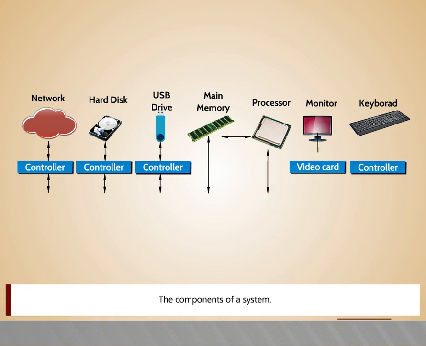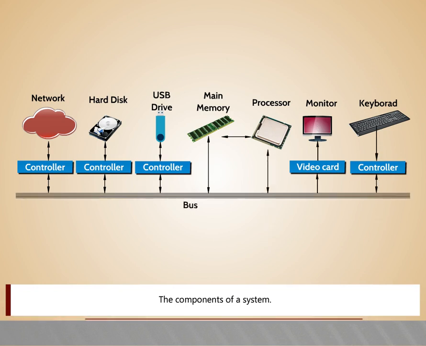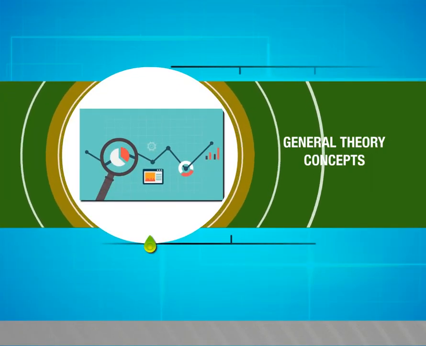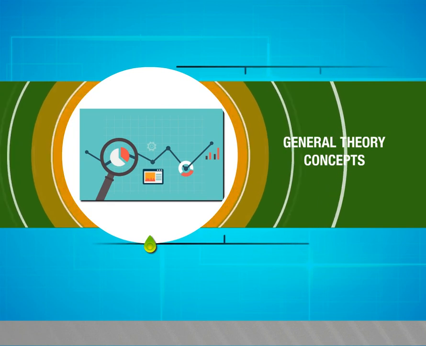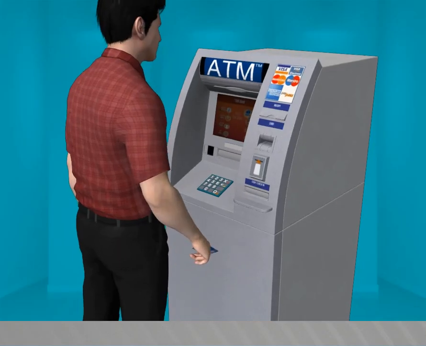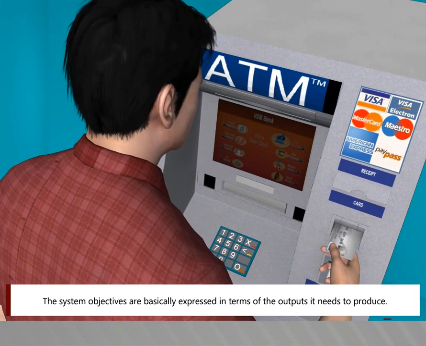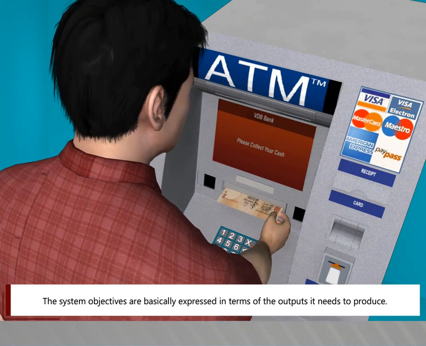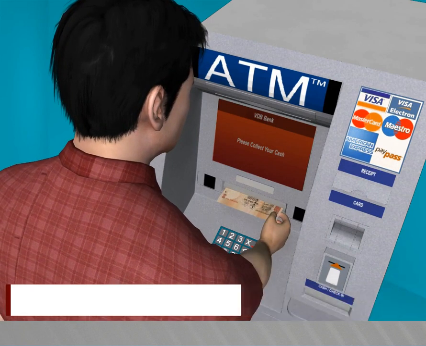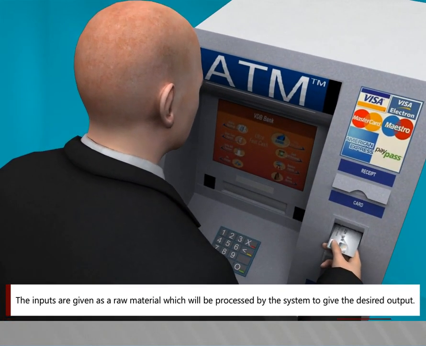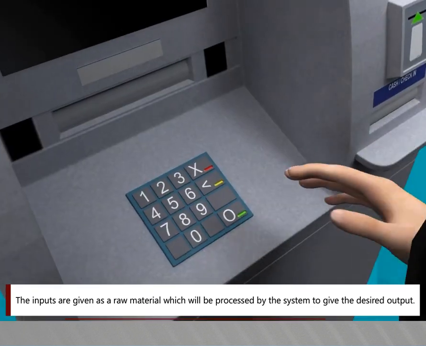The components of a system. General theory concepts. In this video, we are going to see about general theory concepts. The system objectives are basically expressed in terms of the outputs it needs to produce. The inputs are given as a raw material which will be processed by the system to give the desired output.